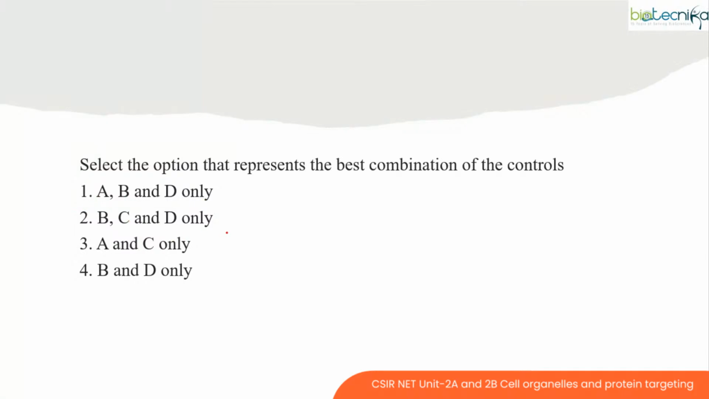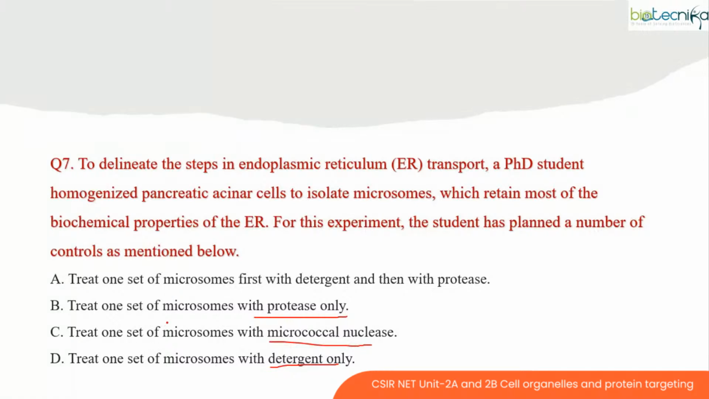Now, they have provided you with some combination of controls, like it could be A, B, and D, B, C, and D, A and C, B and D. So you have to identify the correct combination of this. Check out the statements here.